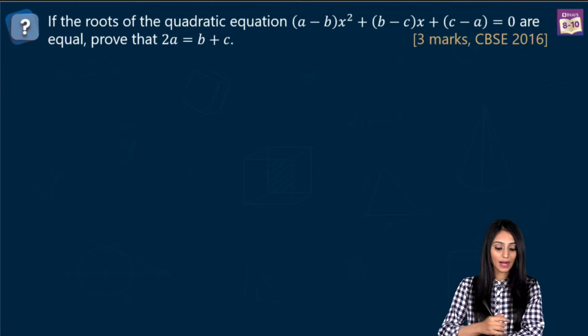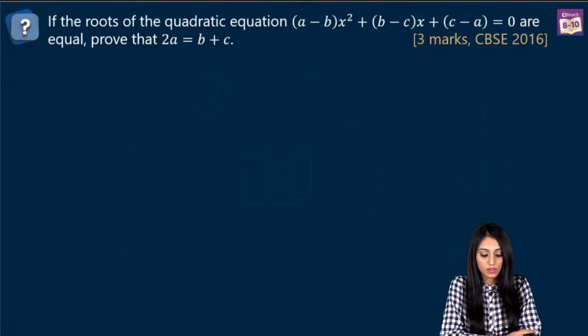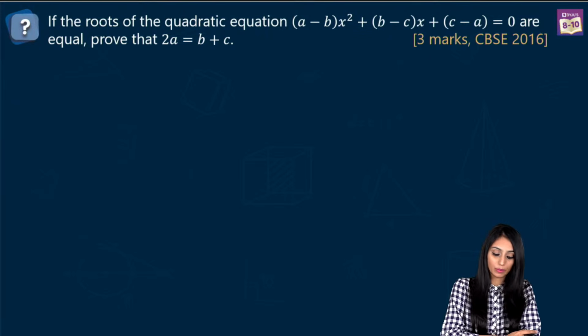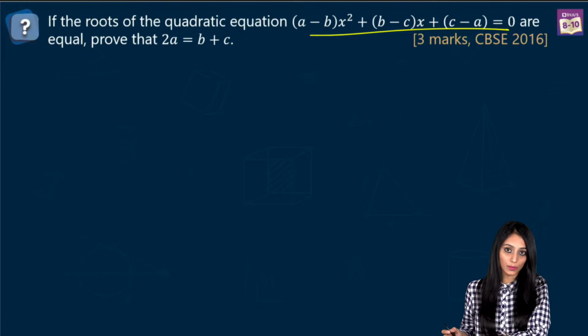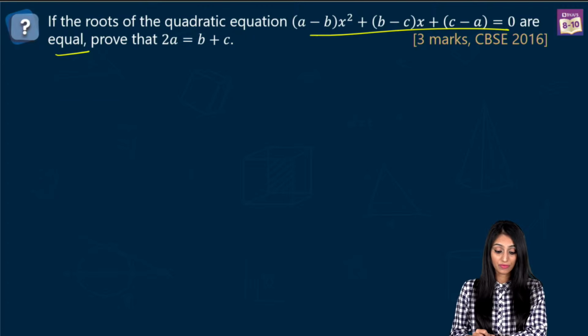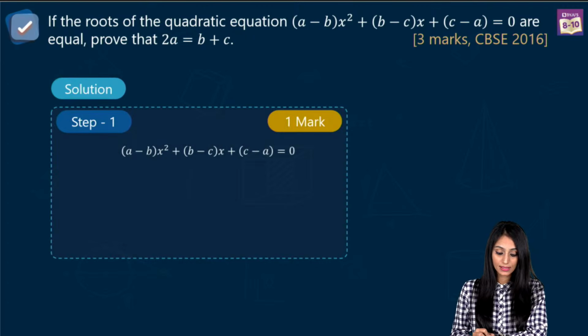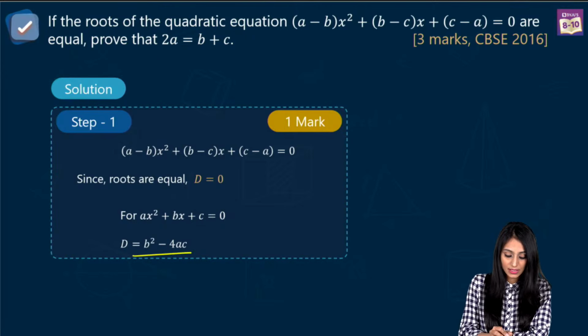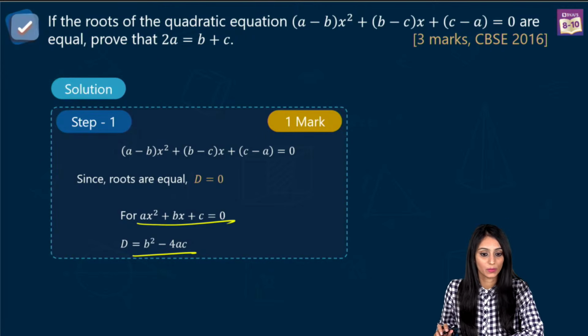So the roots of the quadratic equation (a minus b) whole square x square plus (b minus c) x plus (c minus a) equal to 0 are equal, then prove that 2a is equal to b plus c. So we have this quadratic equation here. Question says roots are equal. Now if they are equal, definitely discriminant would be 0 in this case, right?